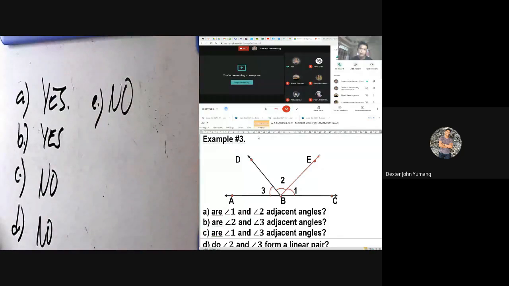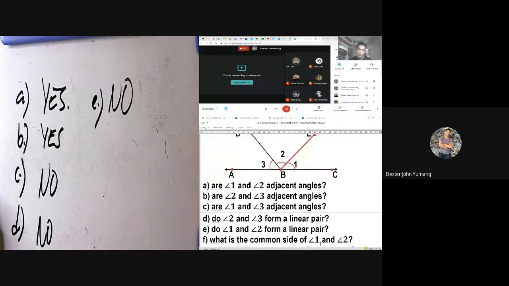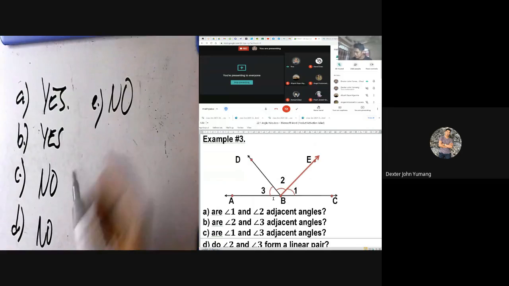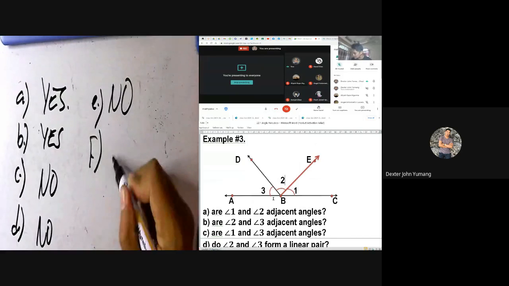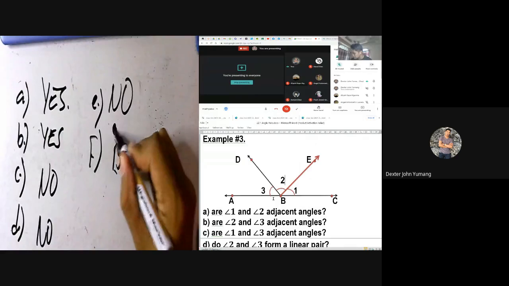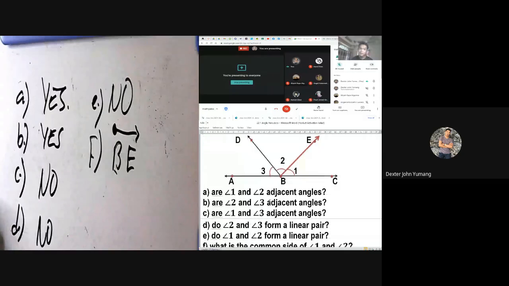Okay. So yan po siya yung ating common line. Sinabi po dito, what is the common side of 1 and 2? So, pag pinangalan mo siya, mag-start ka dito sa point sa gitna, yung point B. So, the answer for letter F is B, tapos mag-end ka sa dulo. Saan siya nag-end? Sa E. Nag-start ka sa point, nag-end ka sa arrow. Okay? That is the answer for letter F. Ray BE. Okay, next.